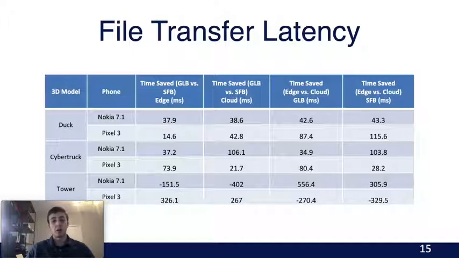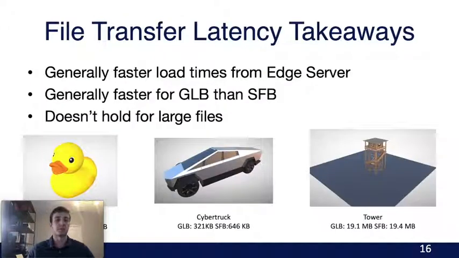So this is a summary of our results for download times only. As you can see, we used 2 different phones, Nokia 7.1, which is a mid-tier phone, and Pixel 3, which is a more powerful high-end phone. The columns show different test conditions. And as you can see, the time is overwhelmingly positive, except for the last few rows for a very large file. So what does this mean?